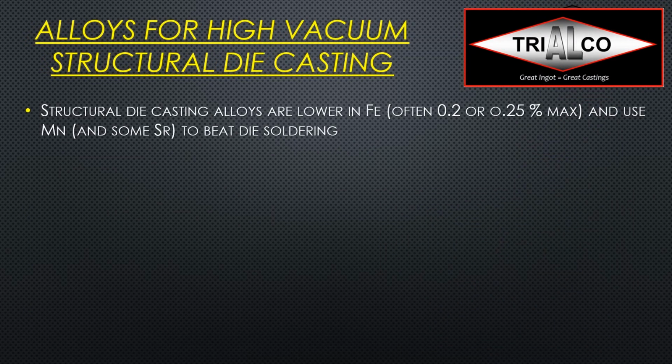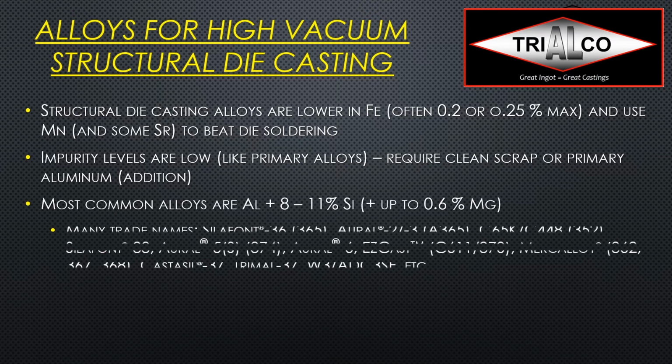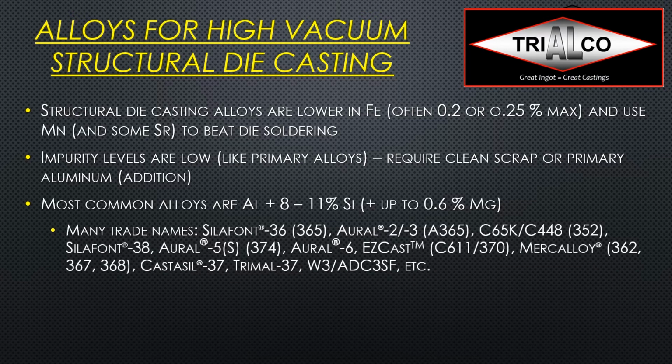Alloys for high vacuum or structural die casting have a few things in common. The first thing is they are quite low in iron for die casting alloy. So you will often see limits on the iron of 0.15 or 0.2, 0.25 maximum. And they use manganese to beat die soldering, and even some strontium. The impurity levels are low, basically like primary alloys, and they require really clean scrap or even some primary alloy addition to make them. And the most common ones are aluminum plus, let's say, anywhere between 8 and 11% silicon and a little bit of magnesium to strengthen them.